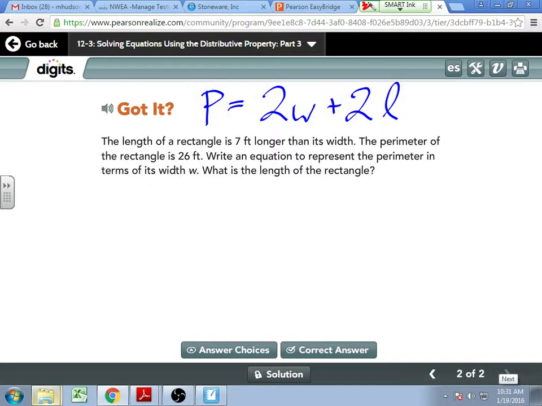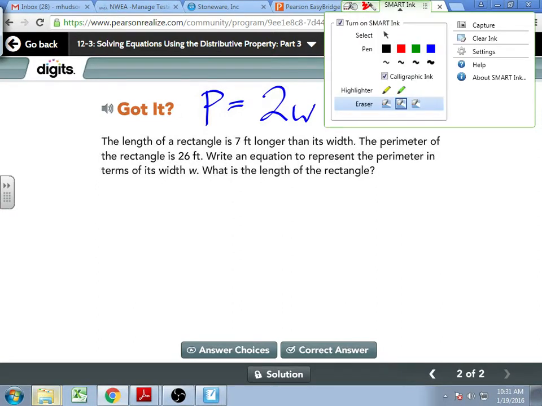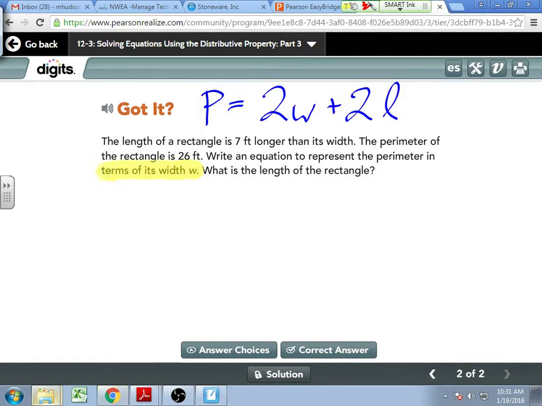So 2W plus 2L. But we want it all in terms of W. So I cannot use this L, but I am told the length is 7 feet longer than its width. That's all I'm going to highlight and say. I'm going to shut up and see if you guys can figure this out correctly. Alright, now I got it.